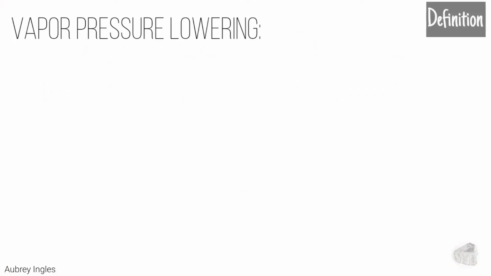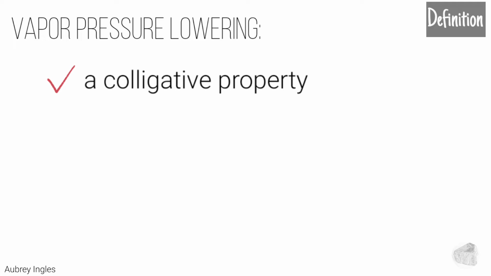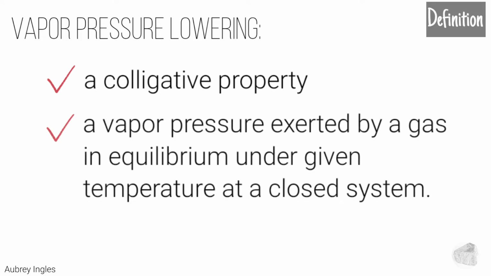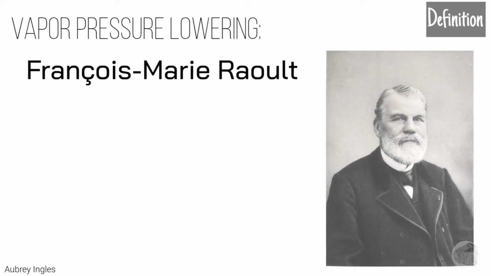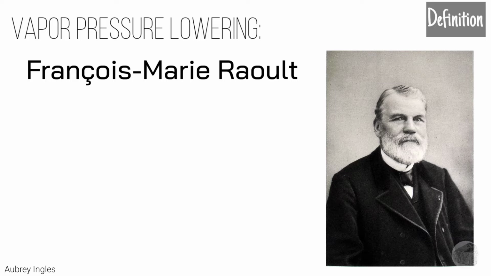Vapor pressure lowering is a colligative property wherein vapor pressure is the one exerted by a gas in equilibrium under a given temperature in a closed system. This means that when we add more of the solute, which is non-volatile or not likely to evaporate, in a solution, the solvent will have a lower vapor pressure. We can refer to François-Marie Raoult's equation in vapor pressure, or simply Raoult's law.